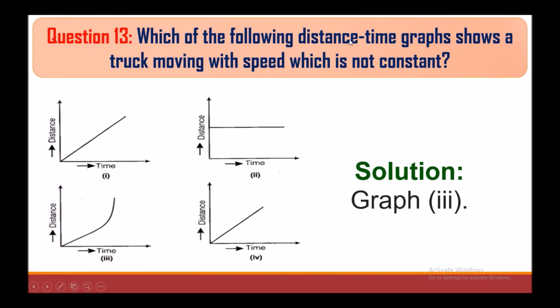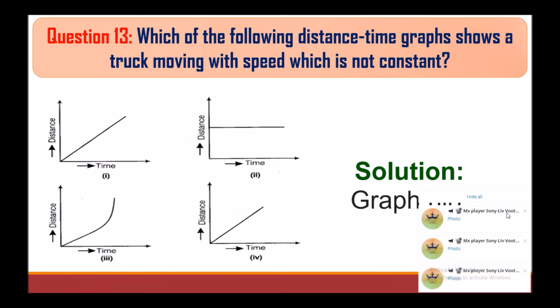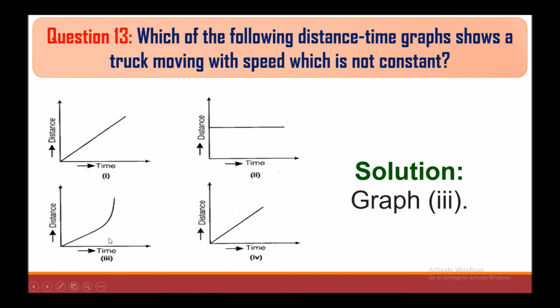Question 13. Which of the following distance time graphs shows a truck moving with a speed which is not constant? So this is the first one, distance and time. The second one, third one, and this is the fourth one. So the third one is not constant.